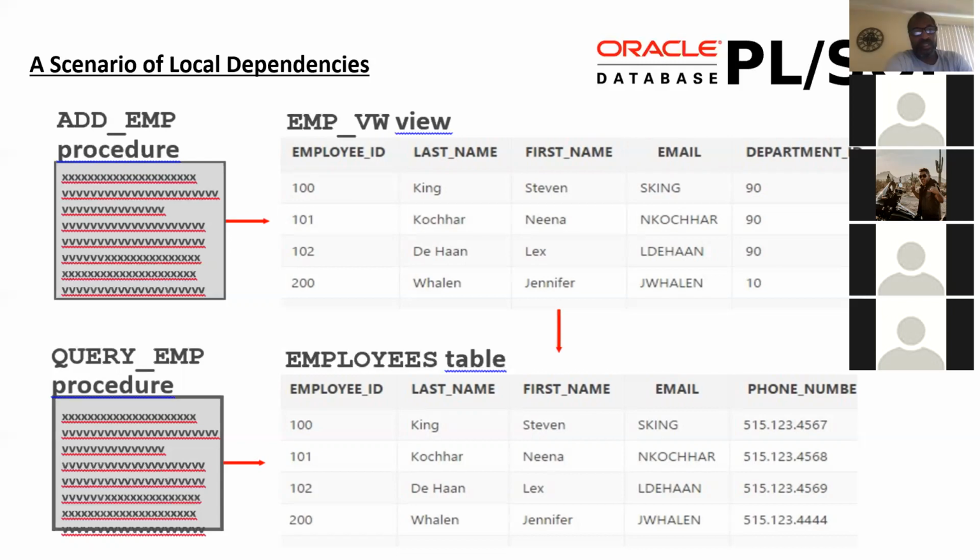This is the dependency I would be assuming, because we're looking at an add employee procedure, which is tied to this employee view, and then there's a query employee procedure, which is just tied to the employees table. All this is showcasing is that this is producing something different, but it does not mean there's a dependency issue. It just means that the view is different from the actual table.